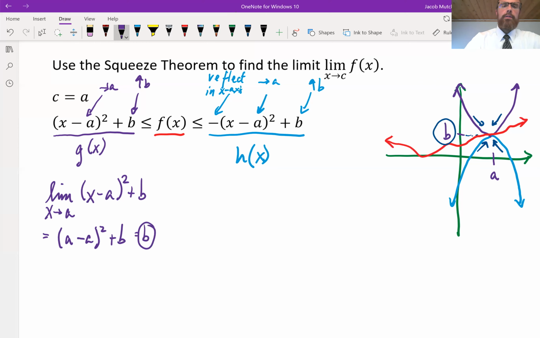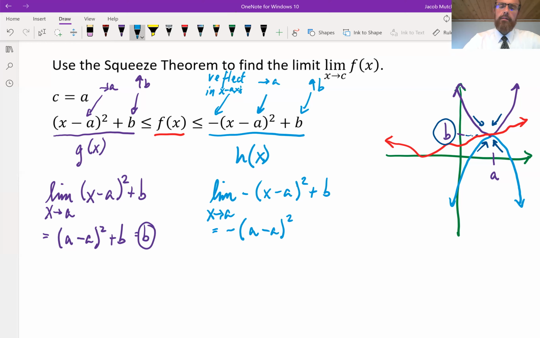Let's see what the limit for this one in blue is. So the limit as x approaches a of negative x minus a squared plus b. There's no harm in trying direct substitution. So negative, substitute x with a, minus a squared plus b. And again, this shows the same features as our first example. A minus a is 0. 0 squared is 0. Negative 0 is 0. Plus b is just b.